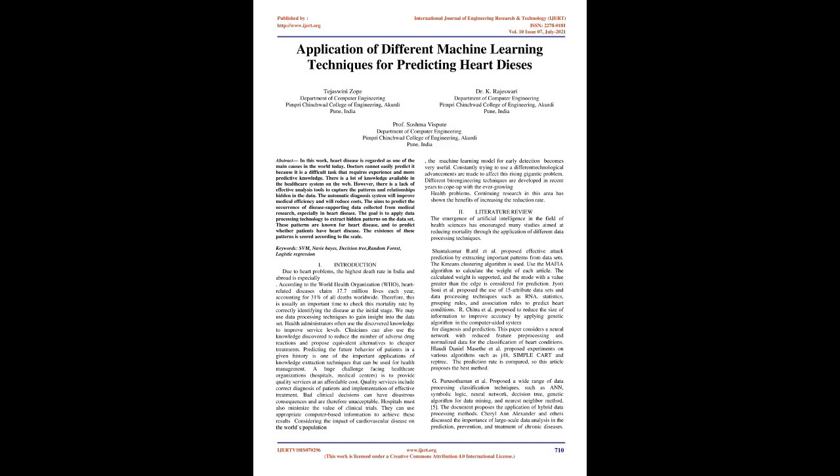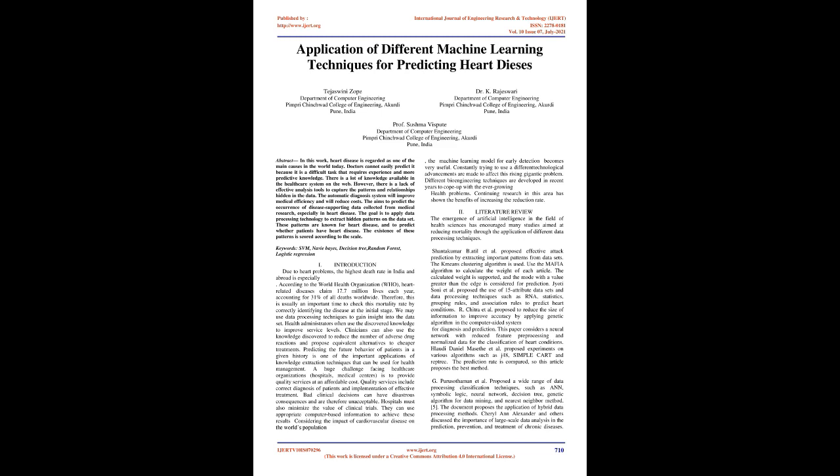Literature review. The emergence of artificial intelligence in the field of health sciences has encouraged many studies aimed at reducing mortality through the application of different data processing techniques. Shantakumar B. et al. proposed effective attack prediction by extracting important patterns from data sets. The k-means clustering algorithm is used. The MAFIA algorithm is used to calculate the weight of each item. The calculated weight is compared with the support, and patterns with a value greater than the threshold are considered for prediction.